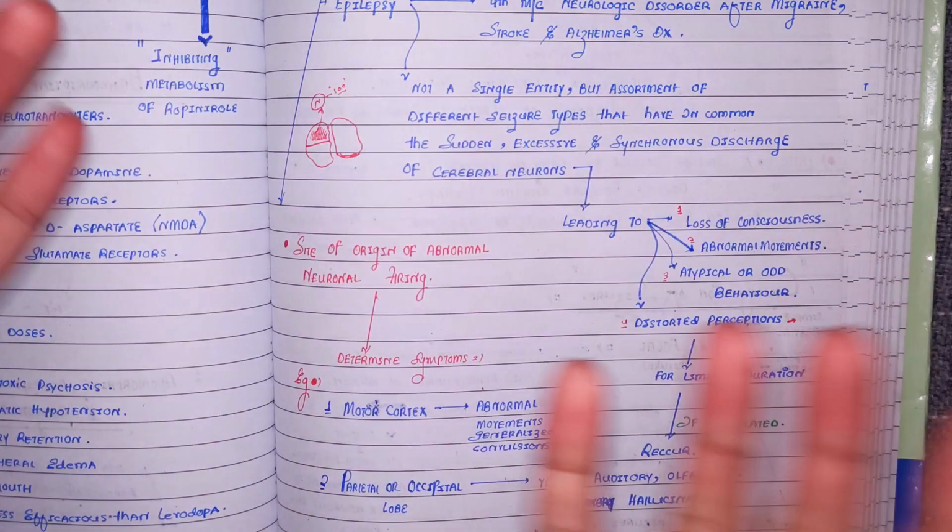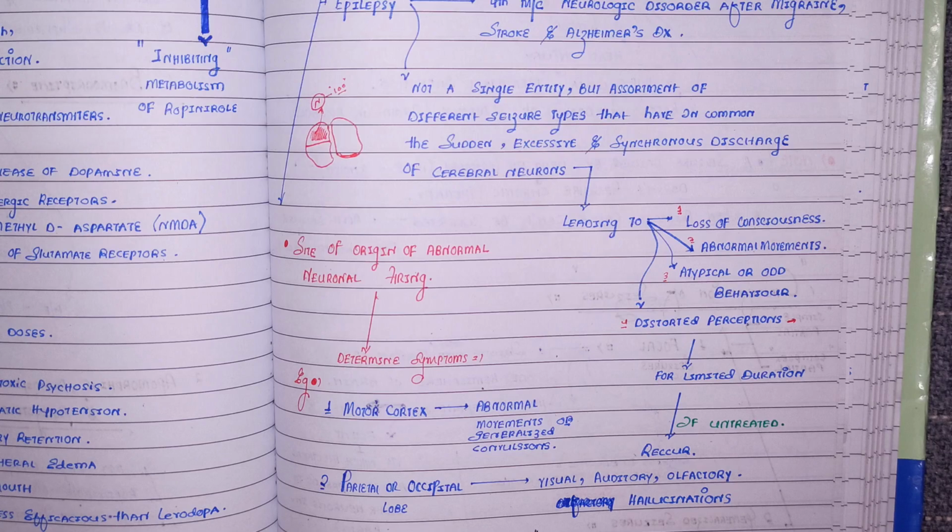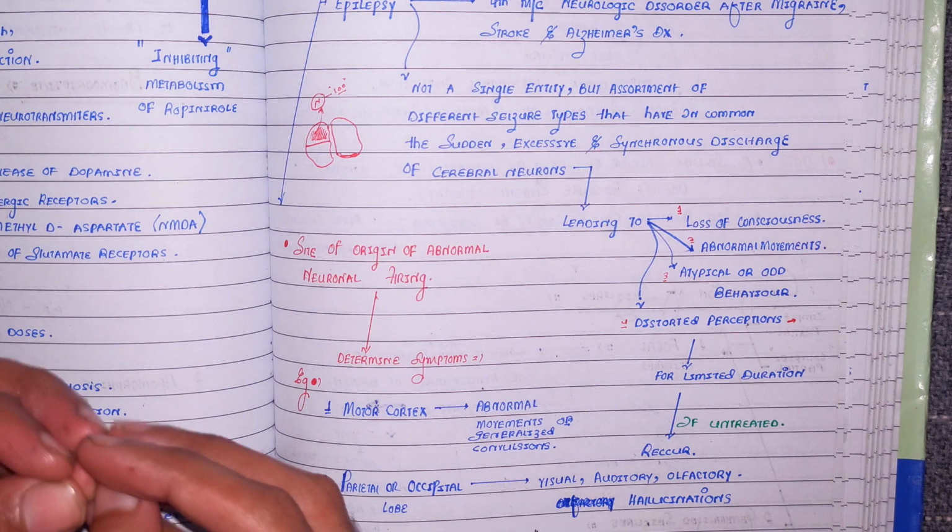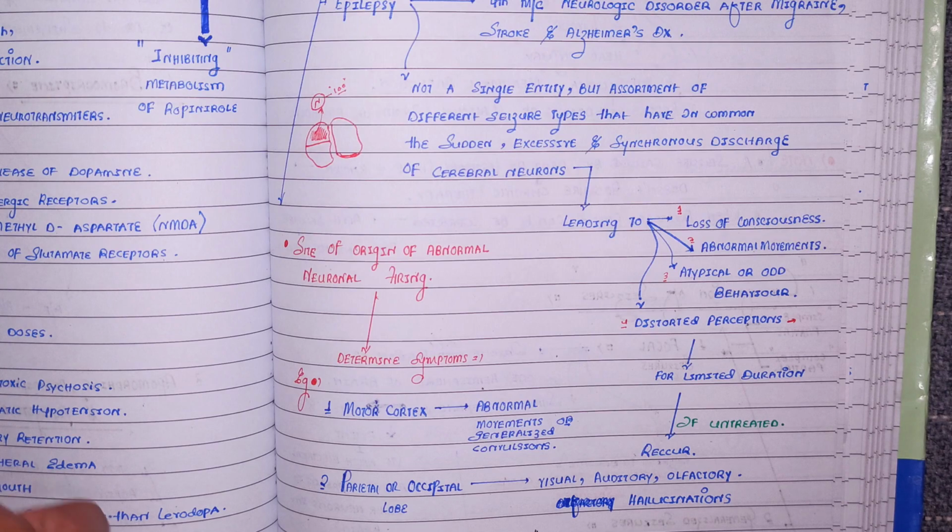Epilepsy is the entire combination. Epilepsy is not a single entity. When different seizure types are present in the same individual, we say he is suffering from epilepsy. And in all the seizures, what is the common thing? Excessive, sudden, synchronous firing of the neurons. Okay?